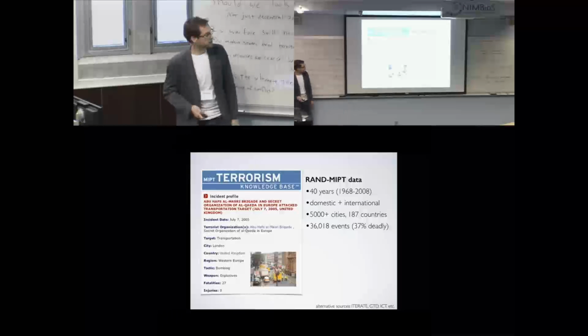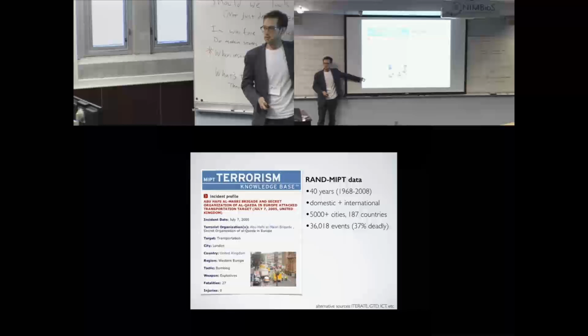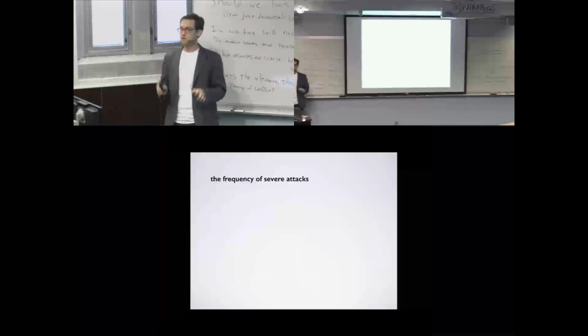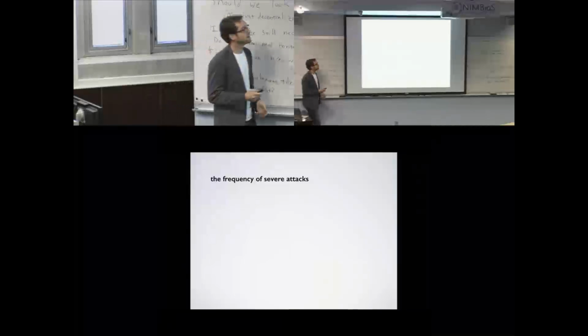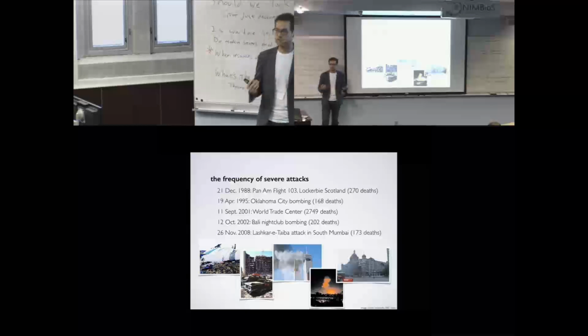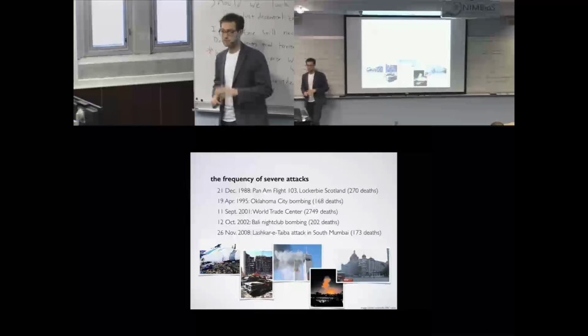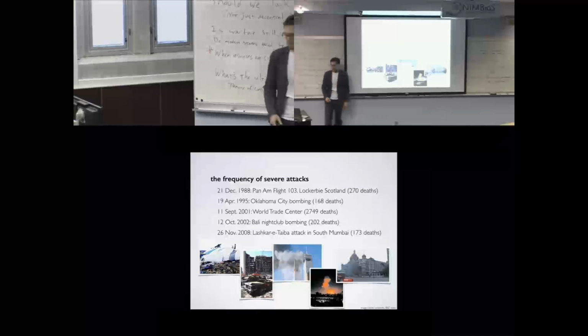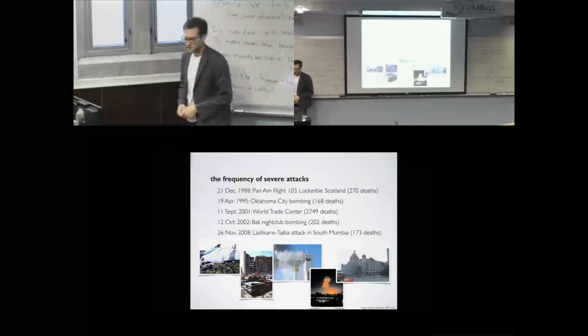Okay, so we're going to focus on the things that are easily quantifiable and measurable, which is this number right here, the number of deaths. So specifically, we're going to ask the question of when do the severe events happen? These are the ones that everybody cares about in terms of counterterrorism. Here are some examples of some very severe events, some of you probably lived through. Certainly, I think everyone in the room lived through September 11th, which was the most severe terrorist attack in the world.